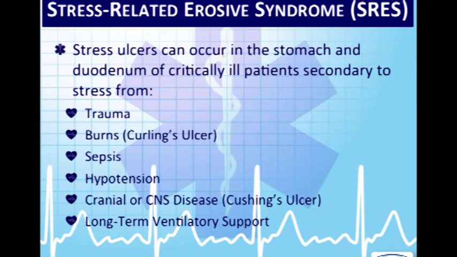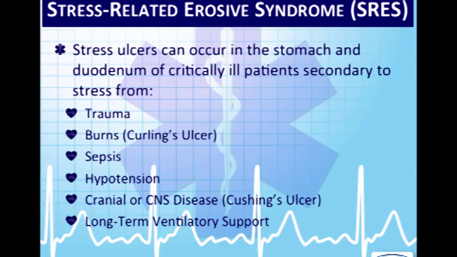Stress-related erosive syndrome is very common. These are stress ulcers that we see, very similar to peptic ulcer disease. We know it's very common that they can be due to trauma, to burns, to being in an intensive care unit, to being on a ventilator. All these stress-related syndromes can certainly lead to stomach ulcers.